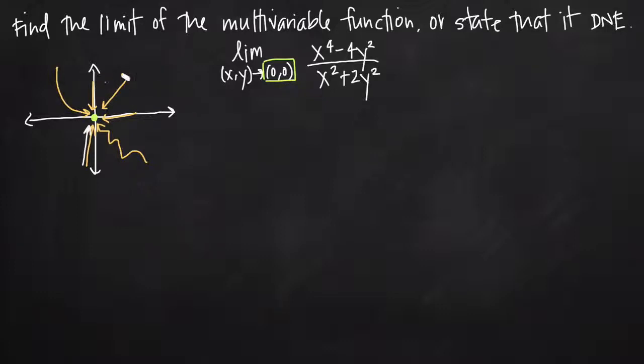So when we're talking about approaching along the y-axis, when we're talking about coming in from this direction right here, if we're approaching along this line, everywhere along this line, x is equal to 0.